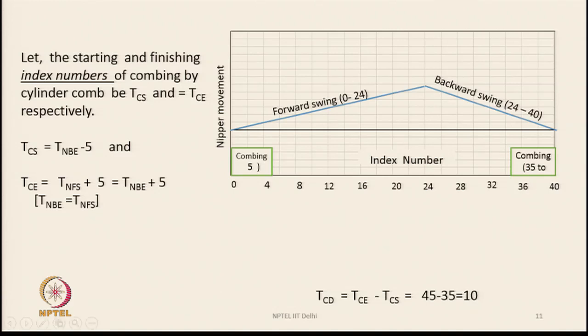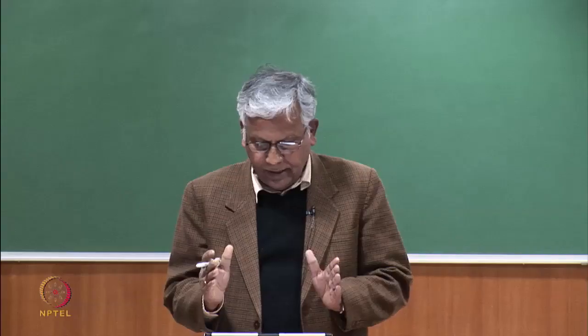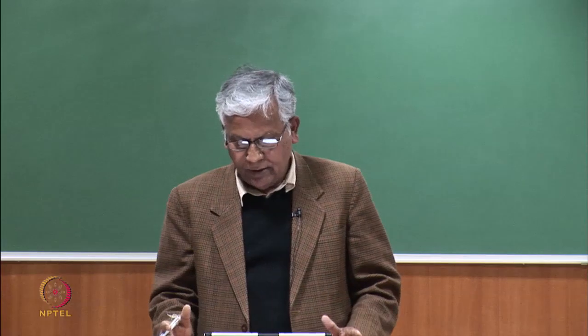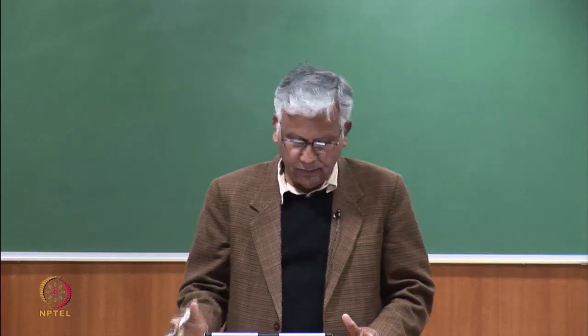So, if we read this now, TCS will be TNBE minus 5. TNBE stands for the end of the nipper backward journey, that minus 5, and TCE, the ending time of the combing, is TNFS plus 5, because we have divided 10 into 2 equal parts, 5 index number during the backward swing and another 5 index number for the forward swing.